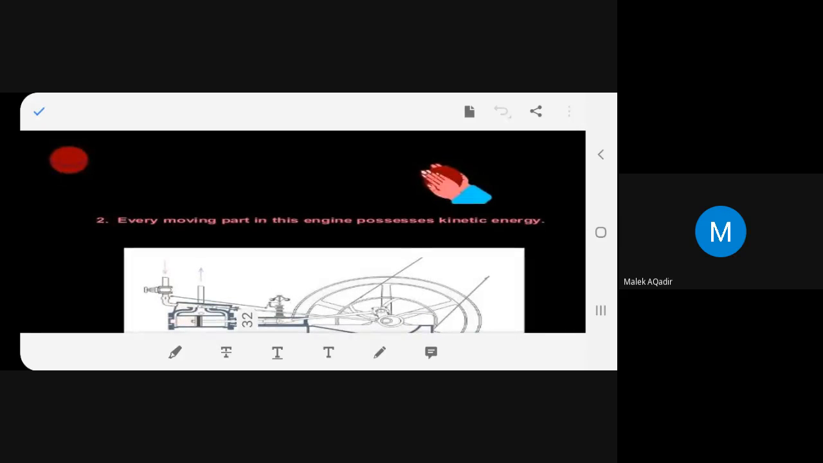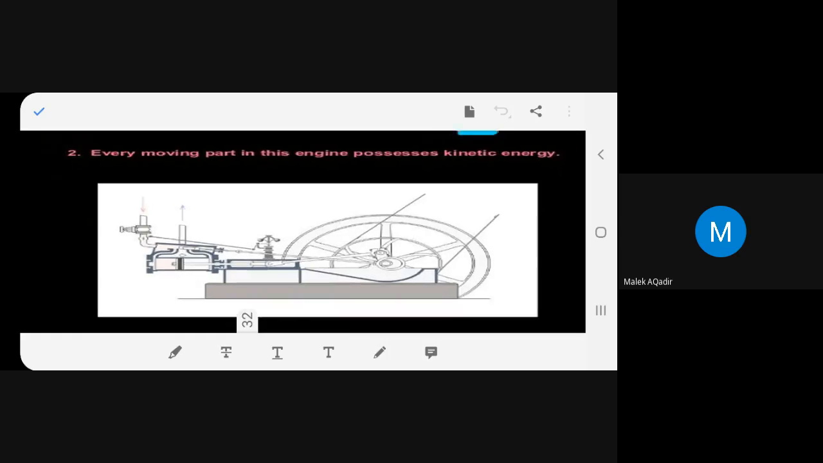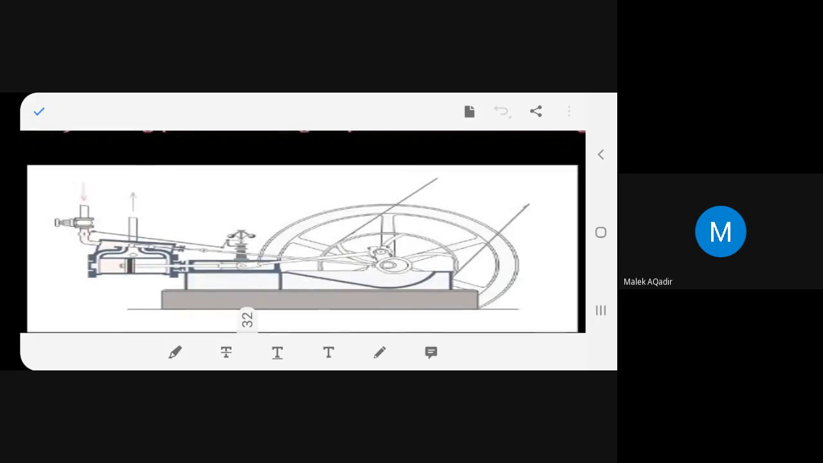Yes, please read this. Every moving part in this engine possesses kinetic energy. So this is an engine. This is a huge engine. You can see all the parts moving. So whatever parts which are moving, obviously everything is interrelated. If one part moves, it will be affecting the other part as well. So everything has to be in motion.